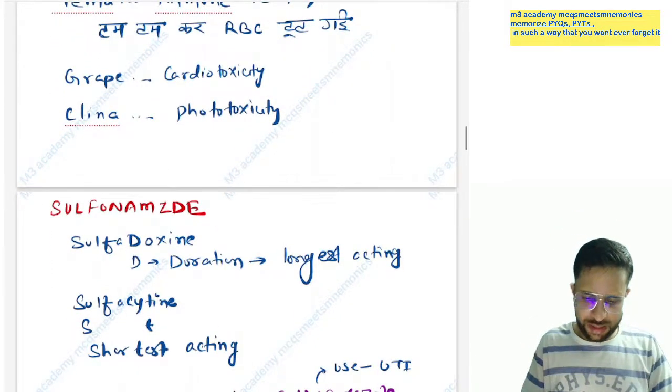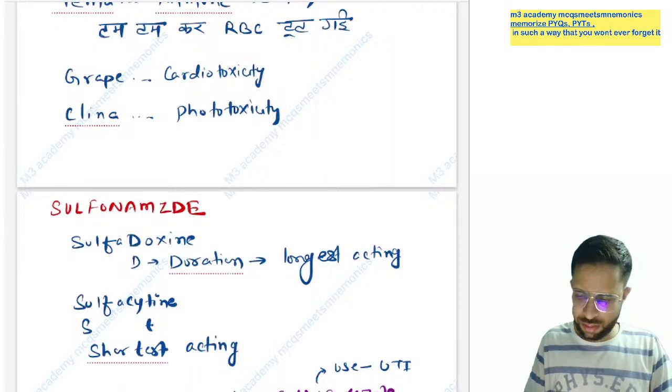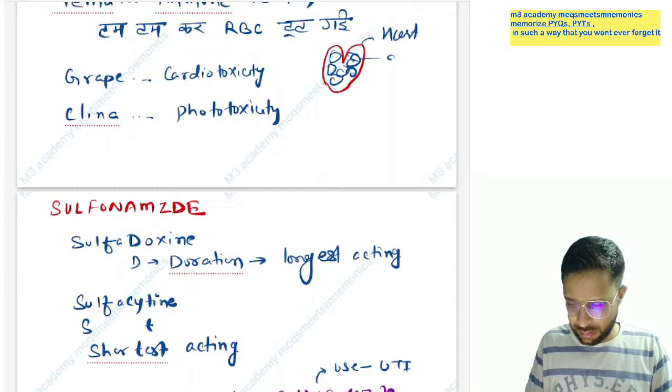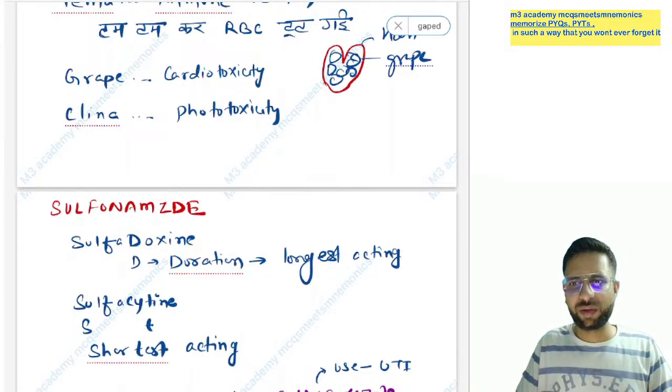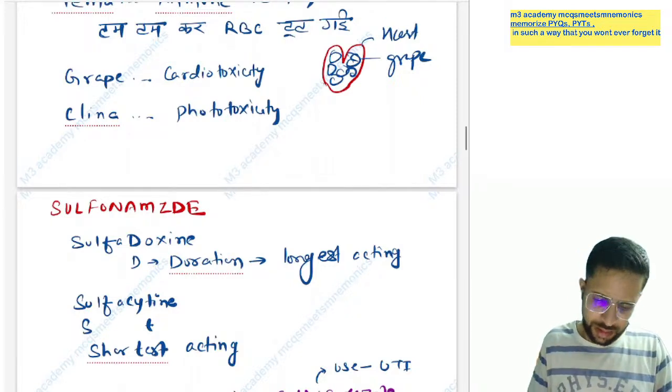So next is grepafloxacin. Grape causes cardiotoxicity. So you can make a heart. Yes, you can make a heart, and make so many grapes inside the heart. So you can say this is the heart, this is the grape. So grepafloxacin causes cardiotoxicity.